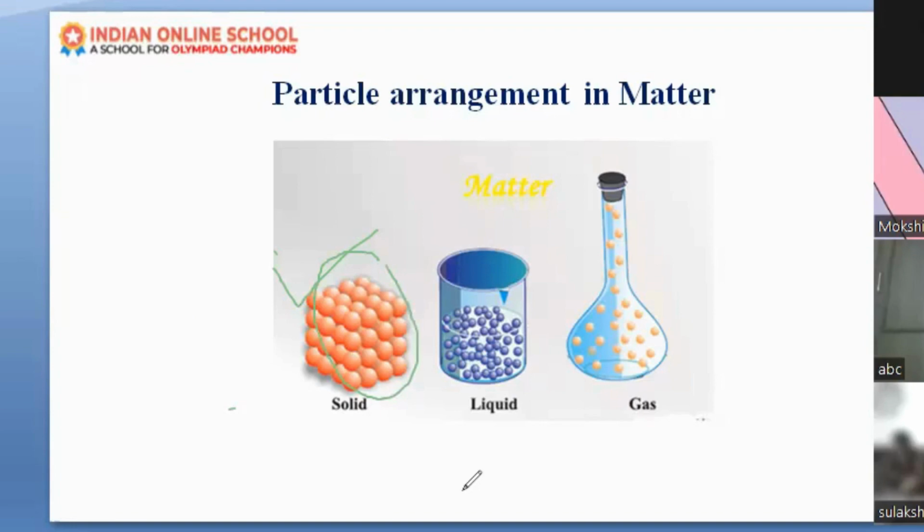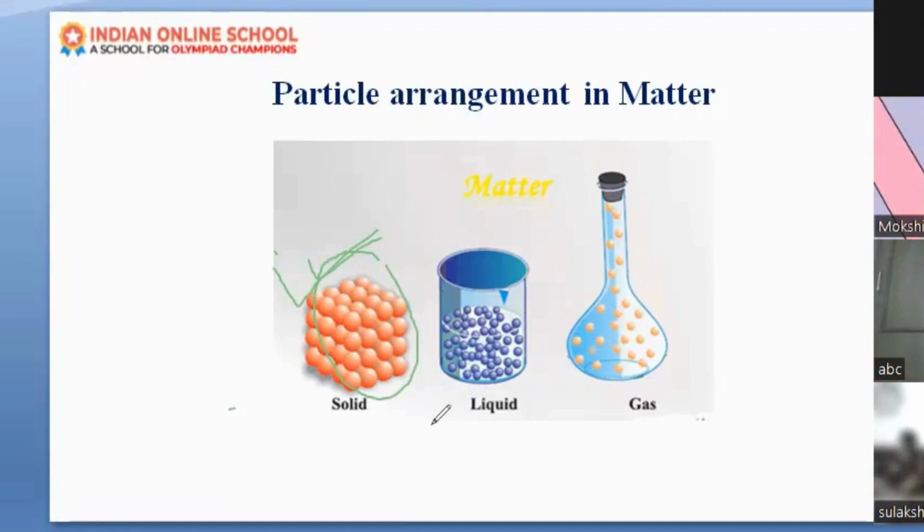Let me give you one example. In this class, all 50 students will sit together, and only this much space is available. So you will sit next to each other, holding each other. How are the students sitting in a class? They are very close to each other or not? Yes, they're touching each other. Yes, they're very tightly packed. In the same way, molecules in the solid are closely packed, they're tightly packed.